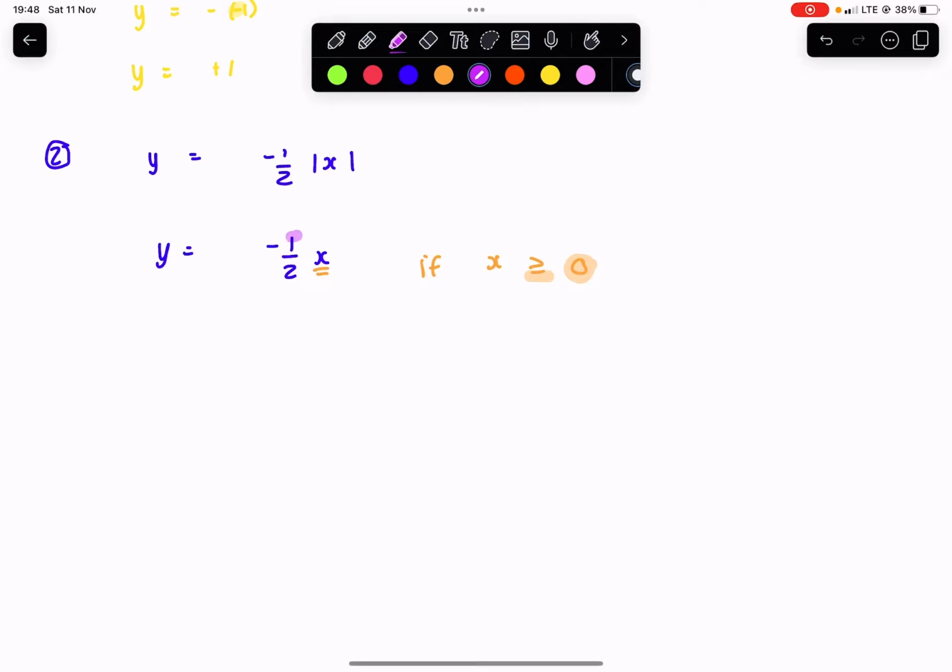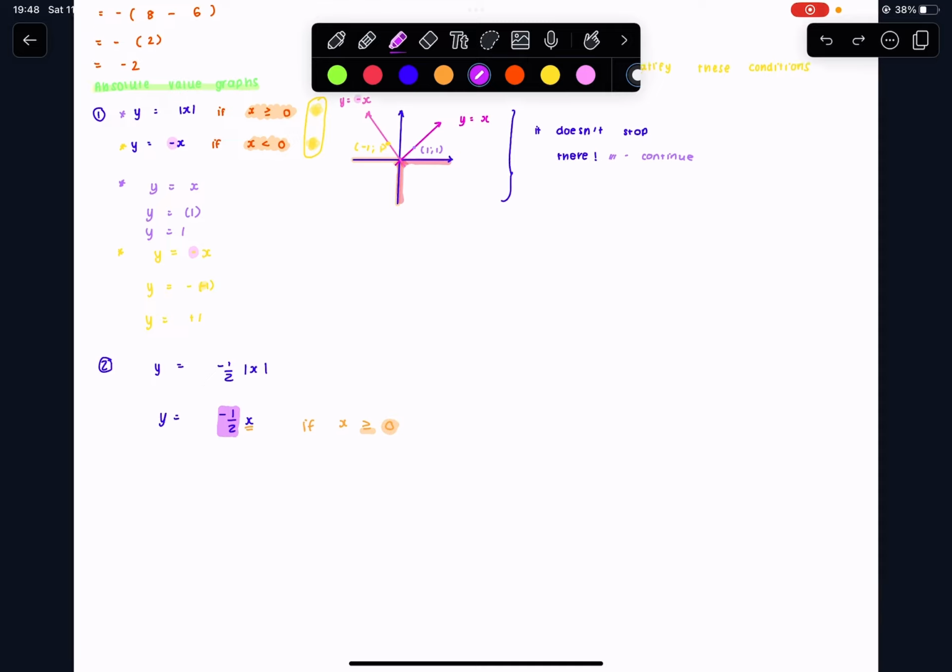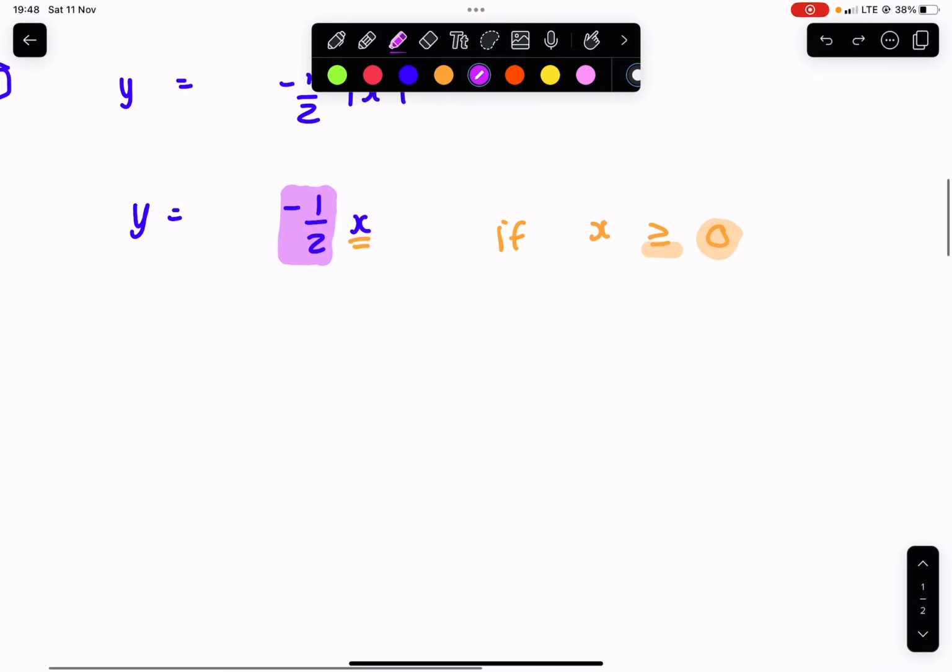But also, let's just deal with this negative a half quickly. This is not part of the x value. It's rather just multiplied to the x value. We don't actually know what the x value is.